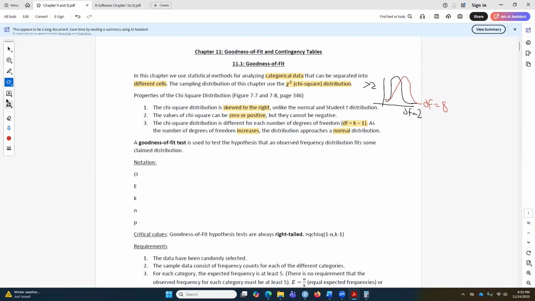Then what we did in this section was the goodness of fit test. The short form is GOF, goodness of fit. The goodness of fit test tests the hypothesis that an observed frequency fits some claimed distribution. There are two types of claimed distribution. I will point them out to you.